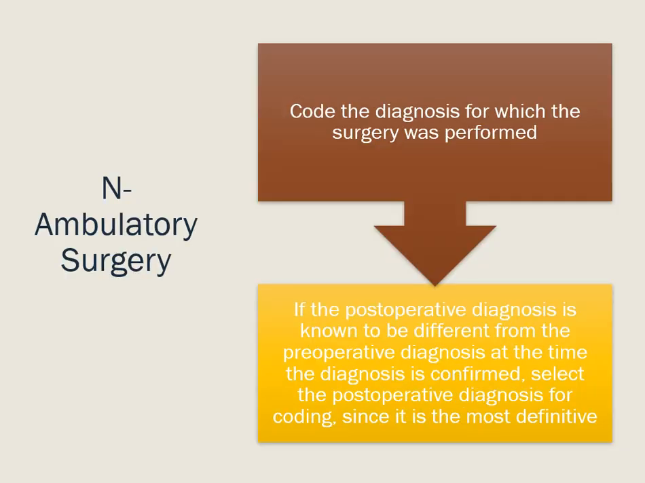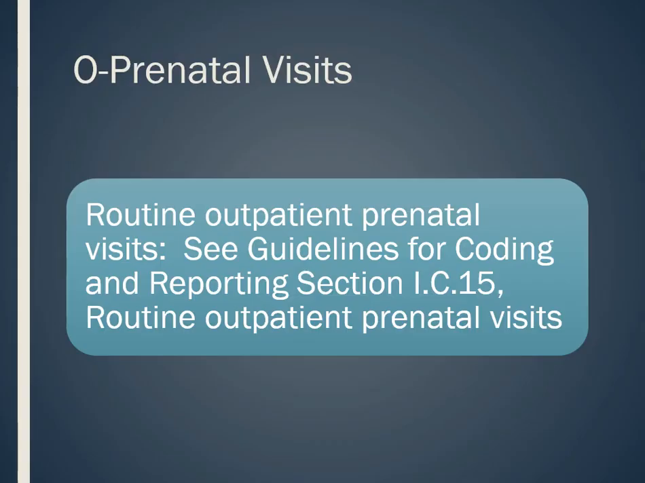Next up, we have guideline N for ambulatory surgery, and I know you're thinking, first listed is going to be the reason for the surgery. Well, kind of, sort of. Here are the rules. If the postoperative diagnosis is different from the preoperative diagnosis and the diagnosis post-op is confirmed and available to you at the time of coding, you're going to select the post-op diagnosis because it is the most definitive.